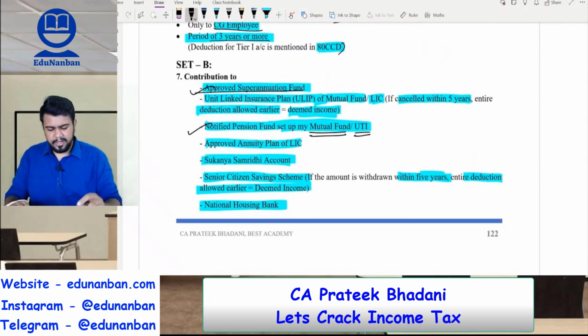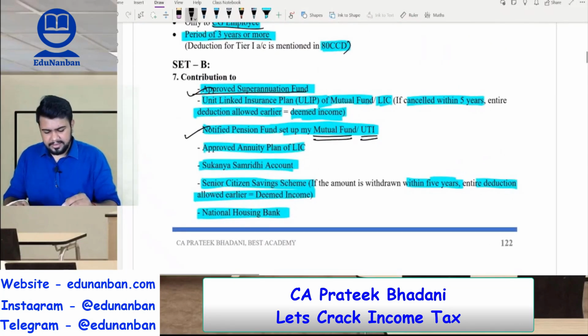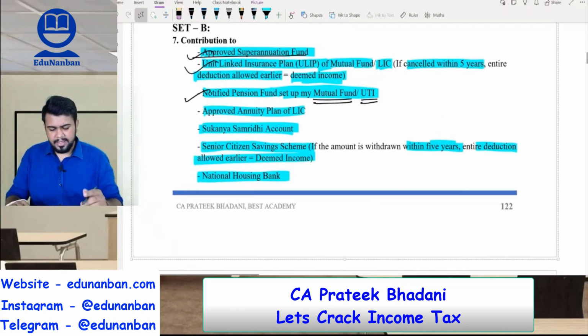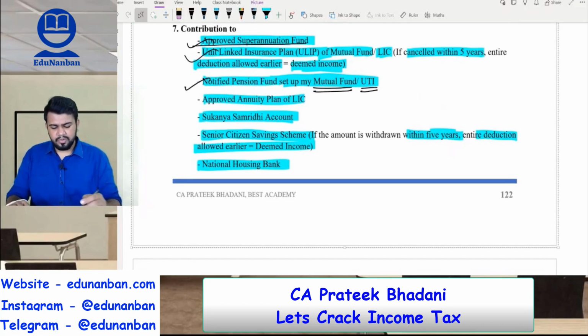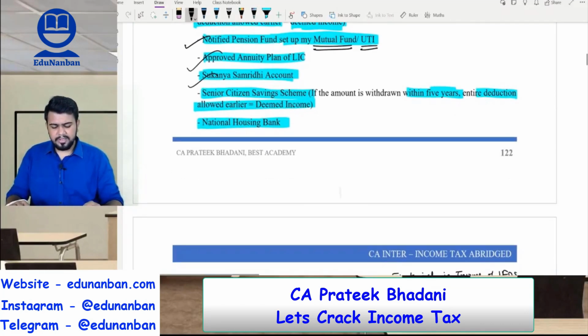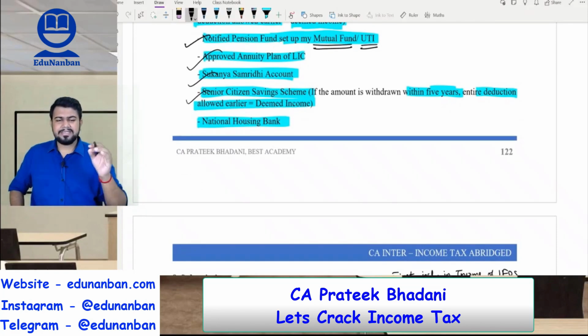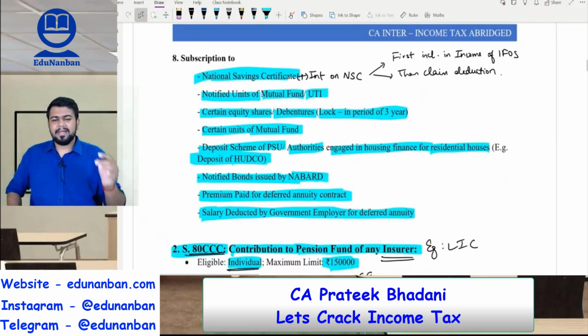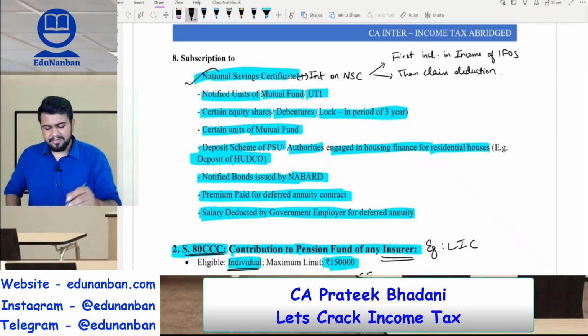First, approved superannuation fund. Then next, unit linked insurance plan, that is ULIP of a mutual fund or LIC. Then notified pension scheme of mutual fund or UTI. Then approved annuity plan of LIC. Sukanya Samriddhi Yojana. Then senior citizen savings scheme. Then any amount contributed to National Housing Bank. Then if you subscribe to National Savings Certificate, that is NSC, then also you get deduction.